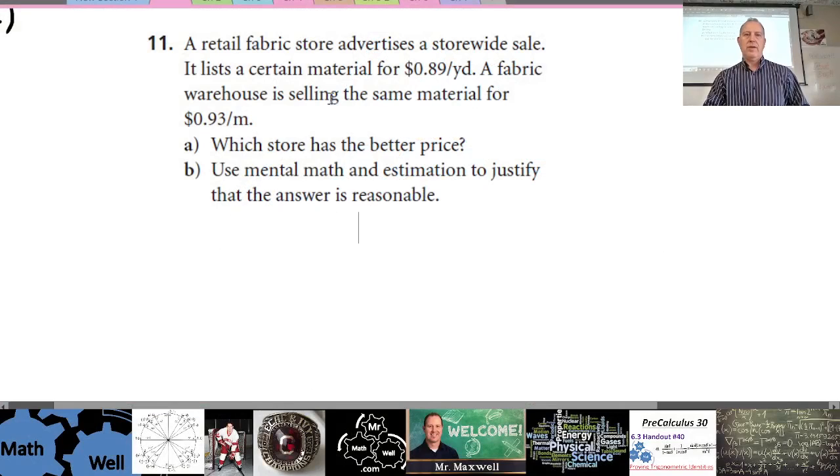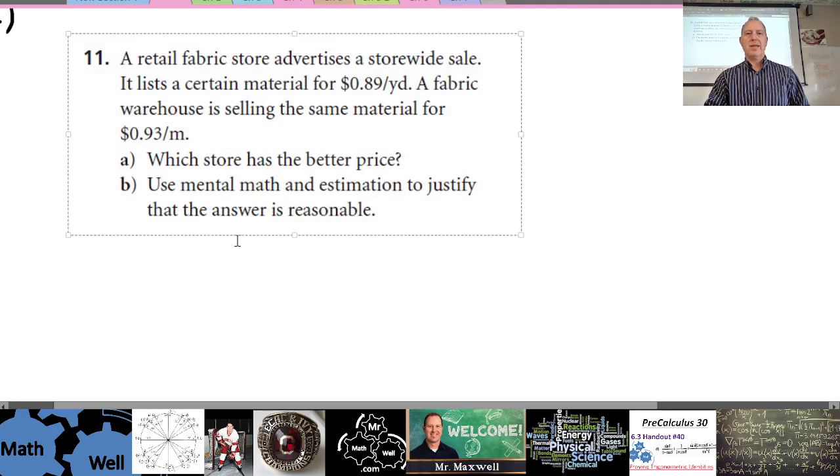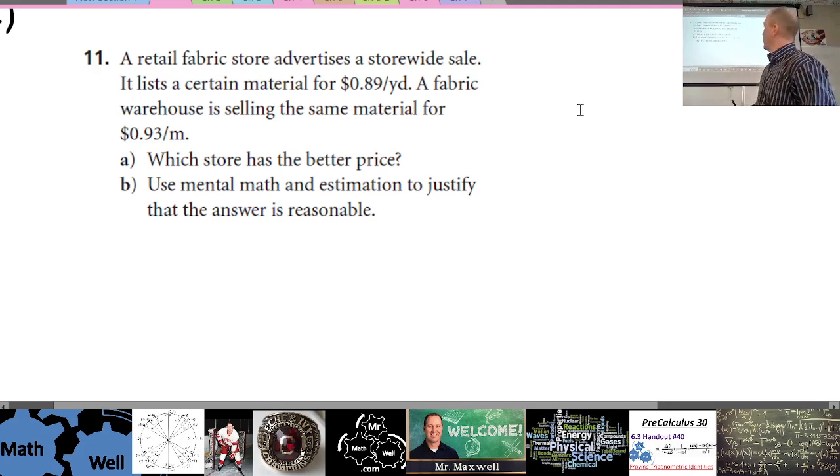All right, so this is Foundations Math 10. This is 1.3, number 11. This one looks confusing because we have price per yard and price per meter. It looks maybe a little more confusing than it actually is, because these are in different units, it's tough to tell which is the better price.